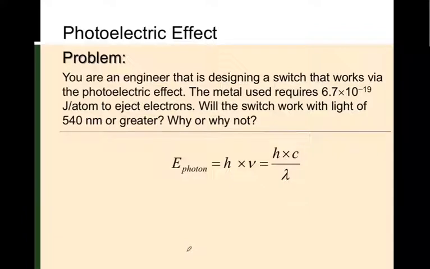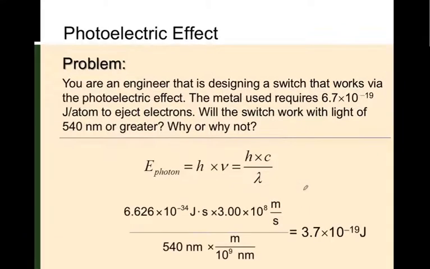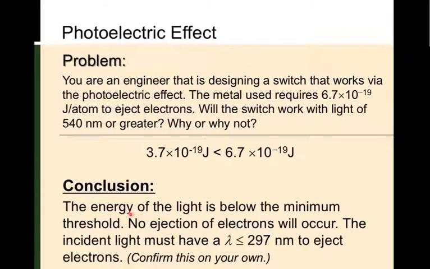So here again, there's using that equation that I talked about. So that's the Planck's constant, that's the speed of light. And then this is the wavelength. And so we find out that the energy is 3.7 times 10 to the minus 19 joules, which is less than the 6.7 times 10 to the minus 19, which means that we will not have reached the threshold energy. The energy of the light is below the minimum threshold. No ejections of electrons will occur.